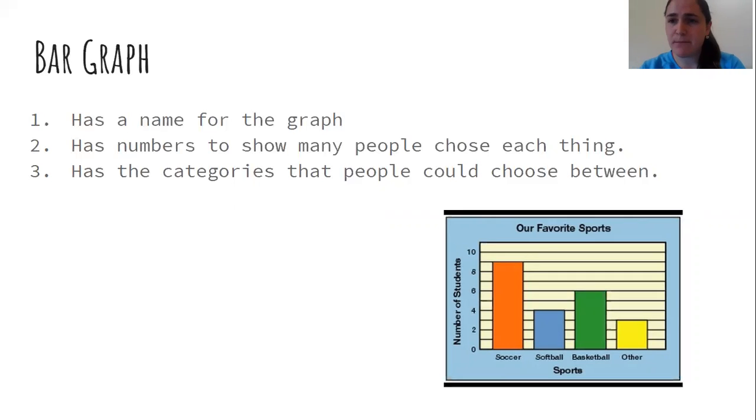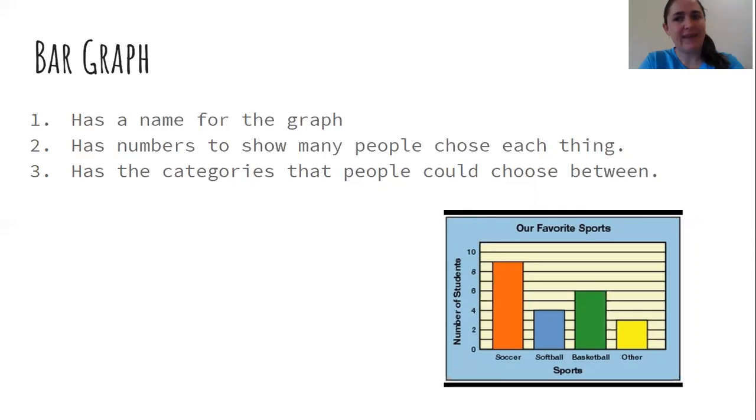The way you read a bar graph is you always start at the bottom and then you track up. So I see, for instance, if I go to softball, I start all the way down at the bottom and I see that it goes and touches next to the number 4. That tells me that 4 people chose softball as their favorite sport. And then I would just do that for all of them. Basketball, I see 6 people chose it as their favorite sport.